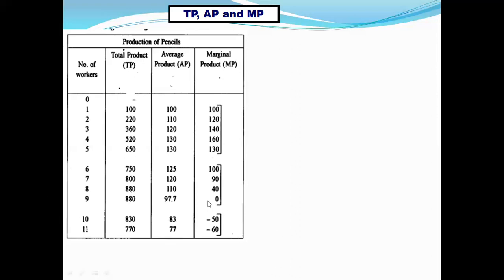Since it reaches its maximum at the 8th unit of labor, beyond the 8th unit, if the number of workers employed is increasing, TP remains constant. Since TP remains constant, what happened? MP becomes 0. Why? 880 minus 880 becomes 0. So here MP is 0. So initially MP is increasing, thereafter it starts decreasing, then it is 0.